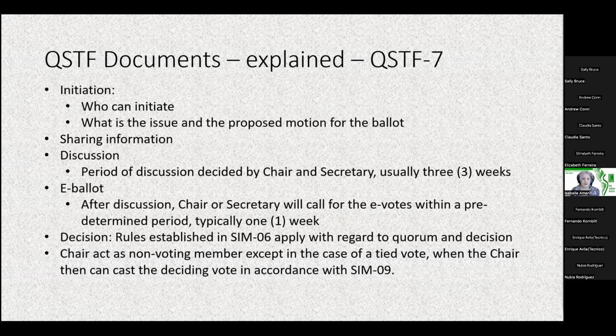The chair acts as a non-voting member, except in the case of a tied vote, in which case the chair can cast the deciding vote in accordance with SIM 09. All the records of these e-votes are kept by the SIM QSTF secretary.